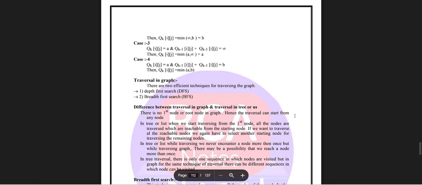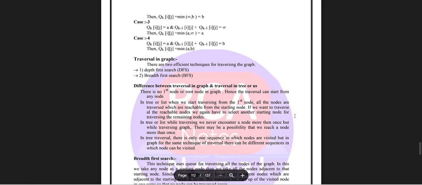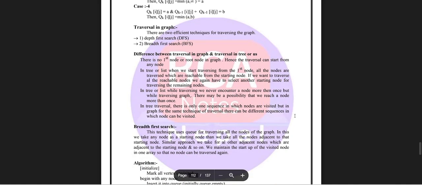If we want to traverse all the reachable nodes in a tree, while traversing we will never encounter a node more than once, and there is only one sequence in which nodes are visited. But in a graph, with the same traversal technique, there can be different sequences in which nodes can be visited.